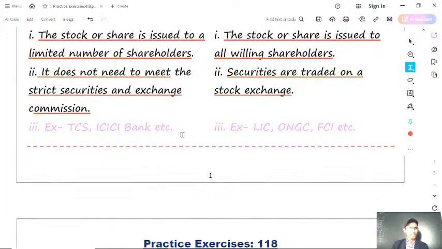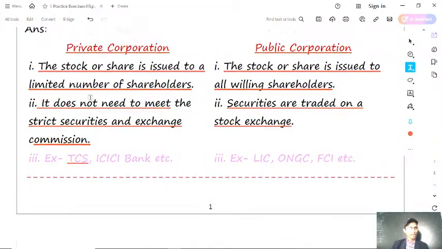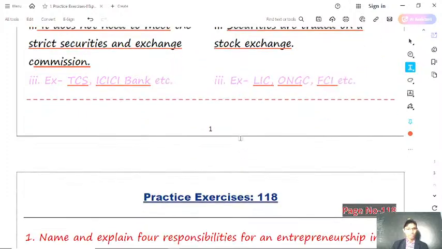See what happens in the example. I am taking the example, you can get it from the example. Example is TCS, Tata Consultancy Services here. This is a private corporation. Now ICICI Bank and etc. There are so many banks, so it is a private corporation. But in the public corporation, LIC, ONGC and FCI, Food Corporation of India, and Oil and Natural Gas Corporation and Life Insurance Corporation. These are the public corporations. The examples of public corporation.